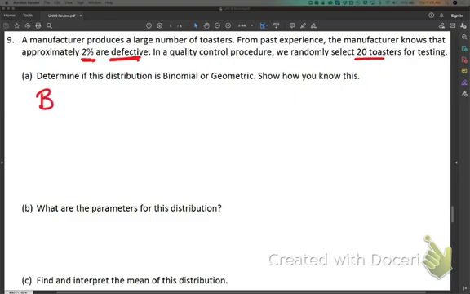Well, first of all, we want to double check, does it satisfy the binary success and failure? It's kind of weird here, but success, or what we're counting basically, is whether or not they're defective. So success is defective, failure is not defective.